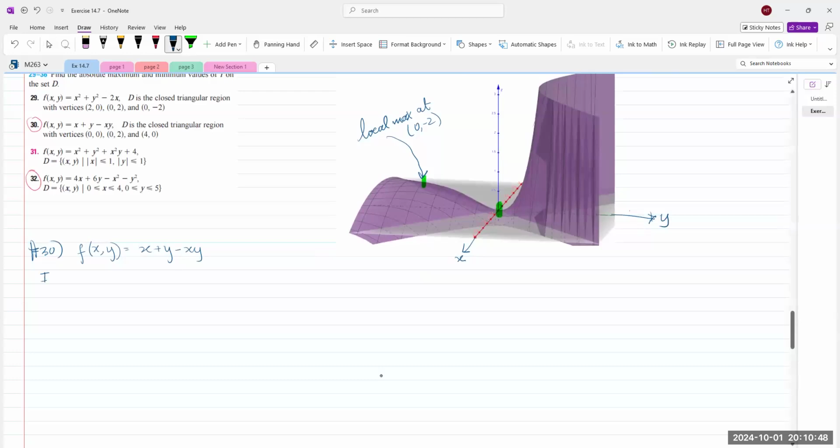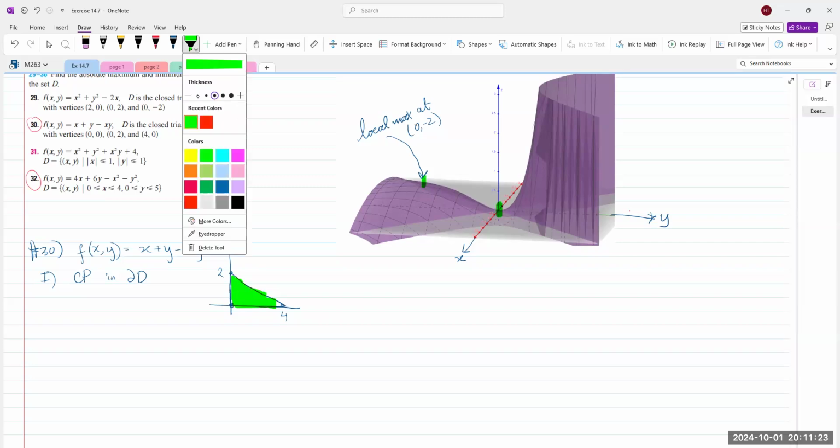Let's see first. The first step is to find the critical points in the interior of D. D is a triangular region with vertices 0, 0, 0, 2, 4, 0. Now we are interested in finding the critical points inside this triangle. Maybe it's too thick. Give me a second.